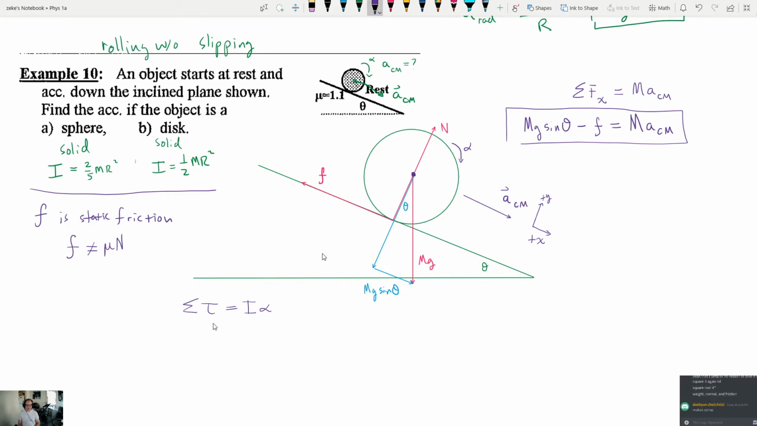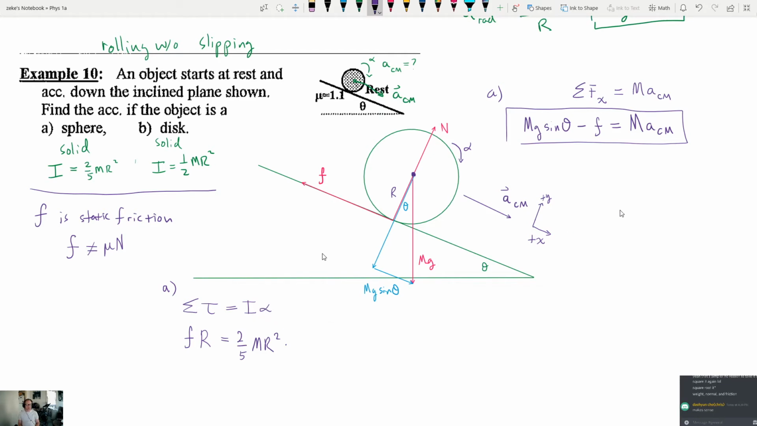On the left-hand side for the torque, I'm just going to write F times R, where R is the radius of our object here. For I, we replace it with 2/5 m r squared, because we're doing part A right now. This is still part A. Solid sphere, so 2/5 m r squared times alpha. We could go ahead and replace this now if we really want to.